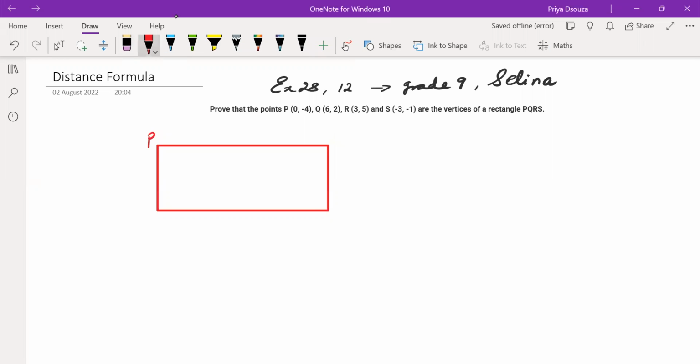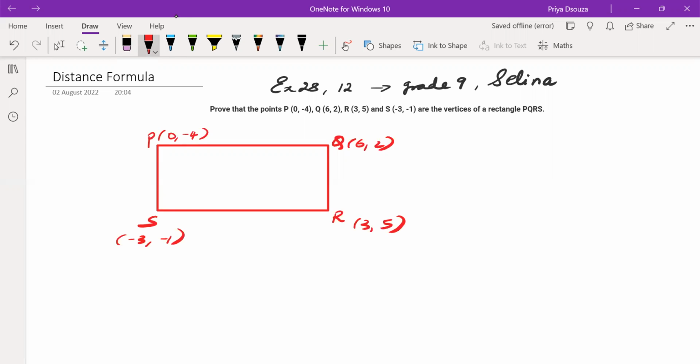So P, Q, R, and S. P is (0, -4). Q is (6, 2). R is (3, 5). And S is (-3, -1).